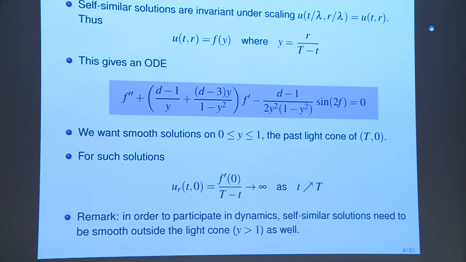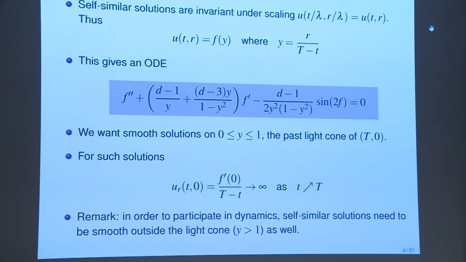I'd like to make a remark that even though the analysis is restricted to the interval from 0 to 1, it is essential, at least if you want these solutions to participate in the dynamics, that these solutions remain smooth outside the light cone, all the way to infinity. Otherwise, they do not play a role in dynamics. And there are examples of such self-similar solutions which are fine inside but are singular outside the light cone for some subcritical wave equations, but not here.